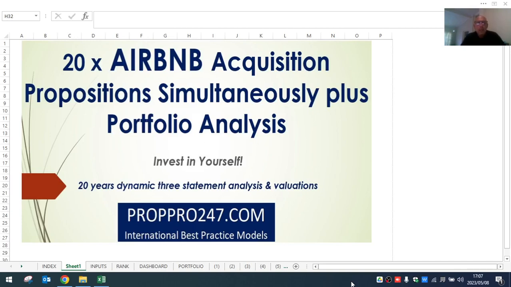Welcome to the Airbnb multi-acquisition model. Here's where you can compare 20 Airbnb propositions simultaneously.